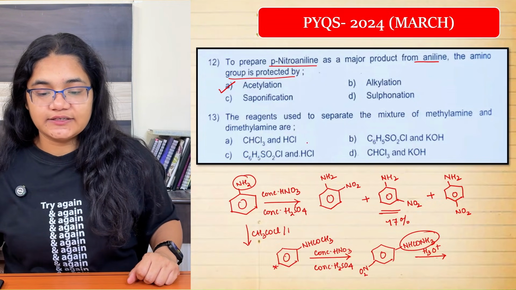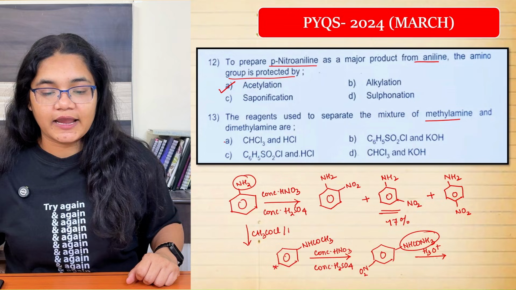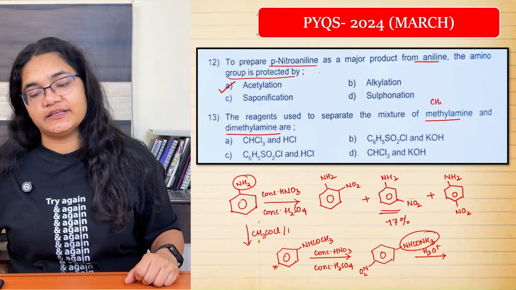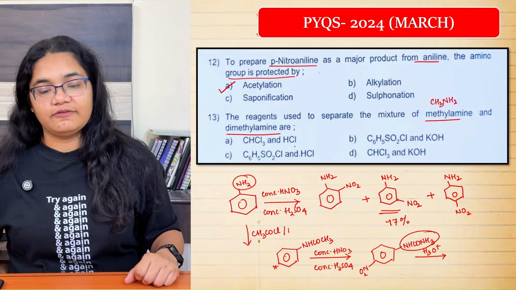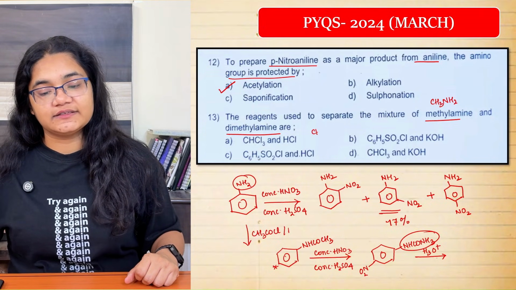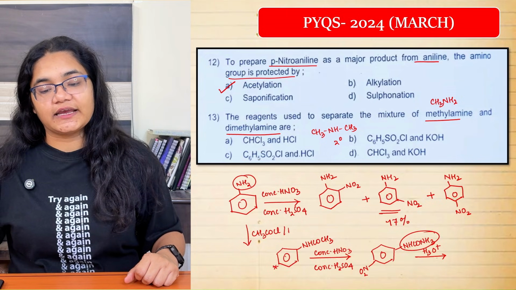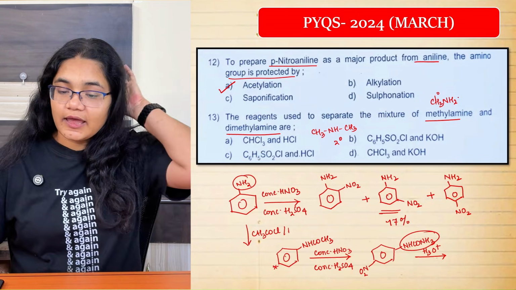Next question, the reagents used to separate the mixture of methylamine and dimethylamine. Now if you see methylamine, the structure is CH3NH2, right? And if I say dimethylamine, it is CH3NHCH3, right? So this is a secondary amine and this is a primary amine.